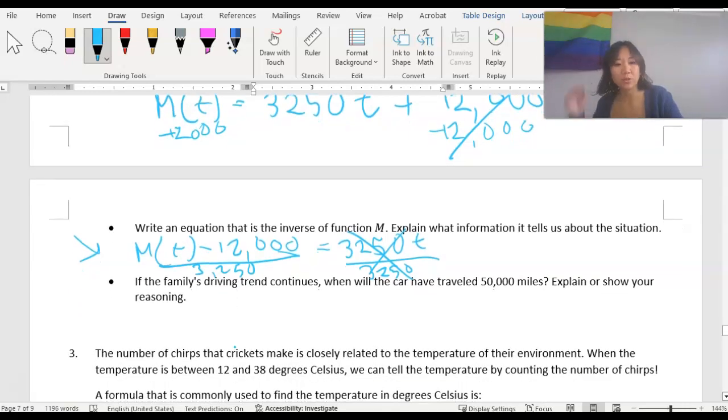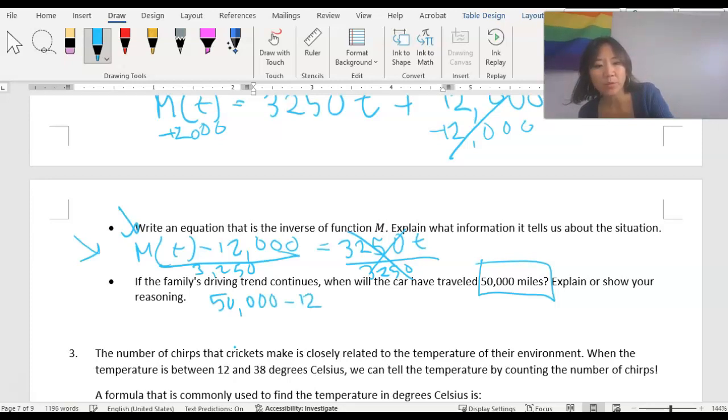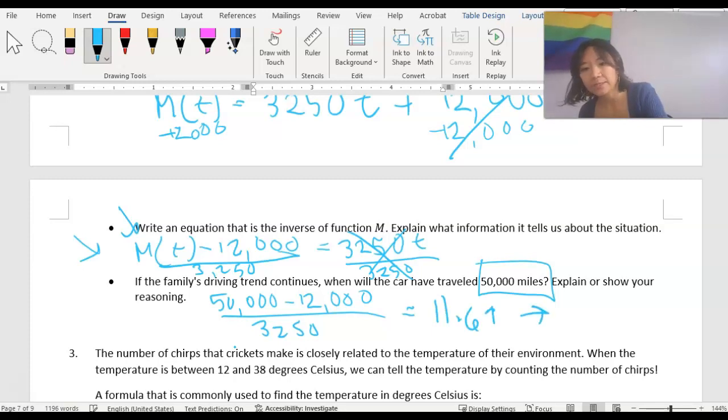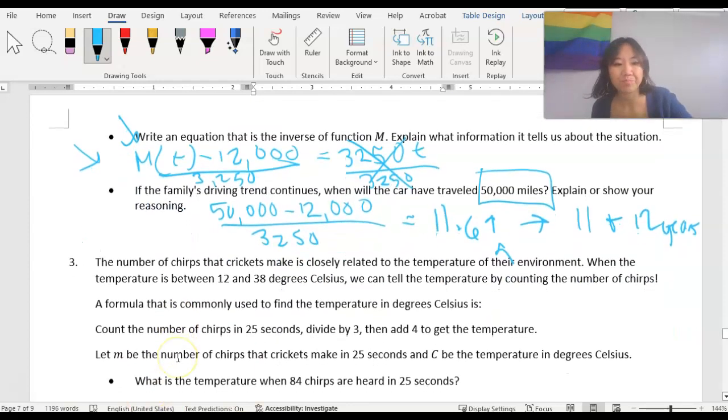It says if the family's driving trend continues, when will the car have traveled 50,000 miles? So to do this, this is the miles, so I'm going to plug that in here. 50,000 minus 12,000 over 3,250 will give us the time it takes. So let's do that. 50,000 minus 12,000 divided by 3,250 gives us 11.69. So it will have traveled this between 11 and 12 years. More specifically, sometime in the 11th year.